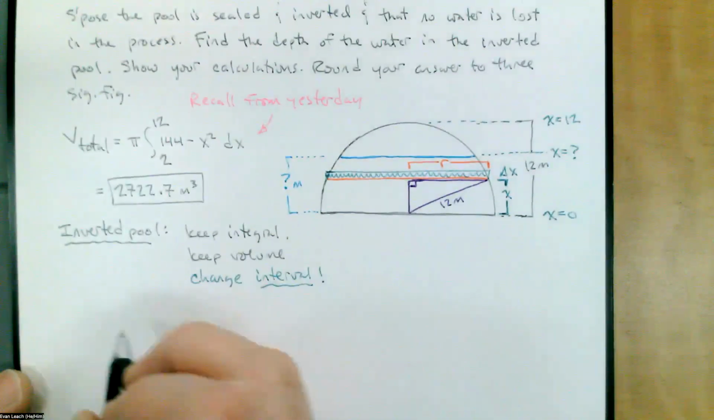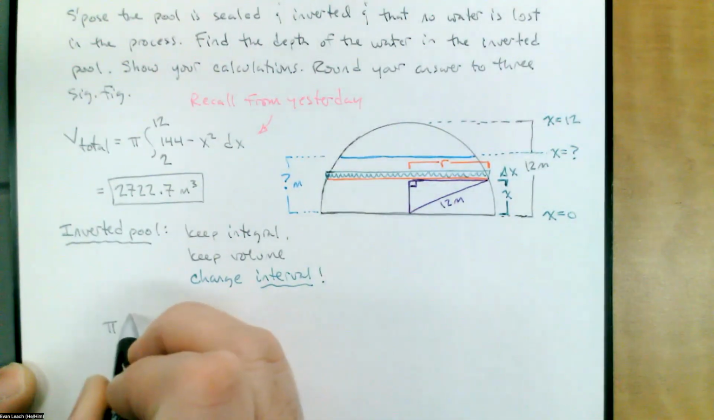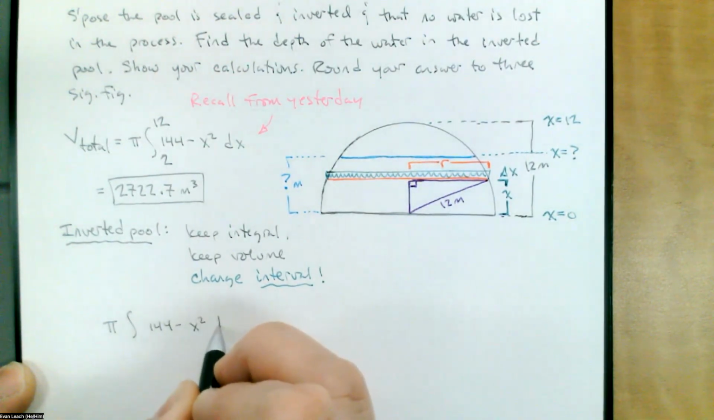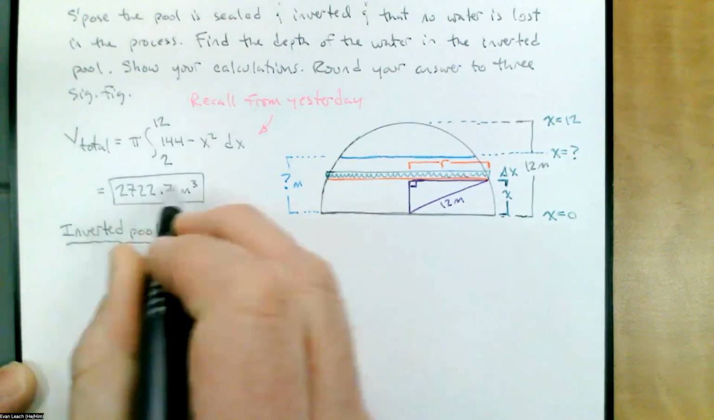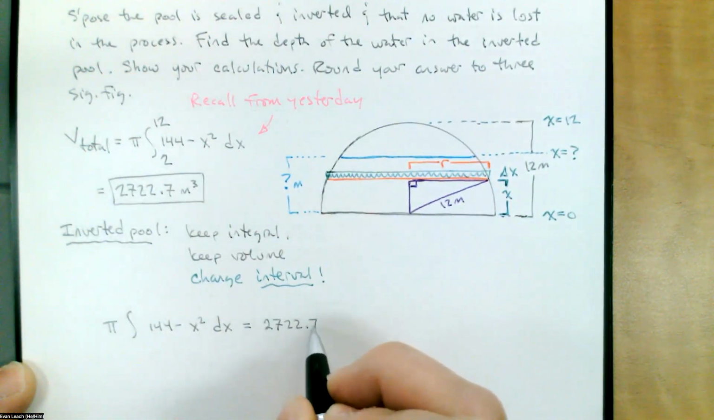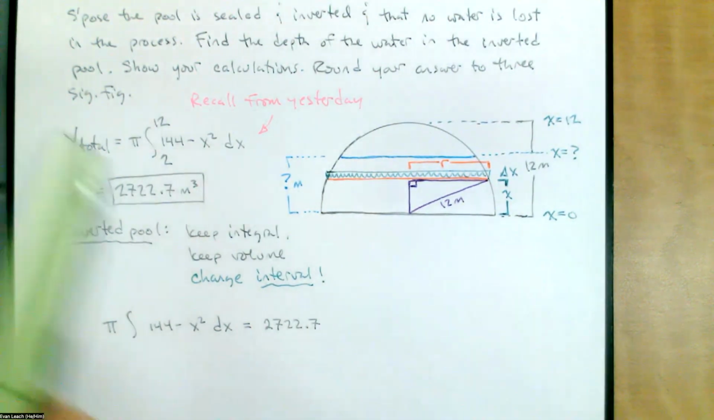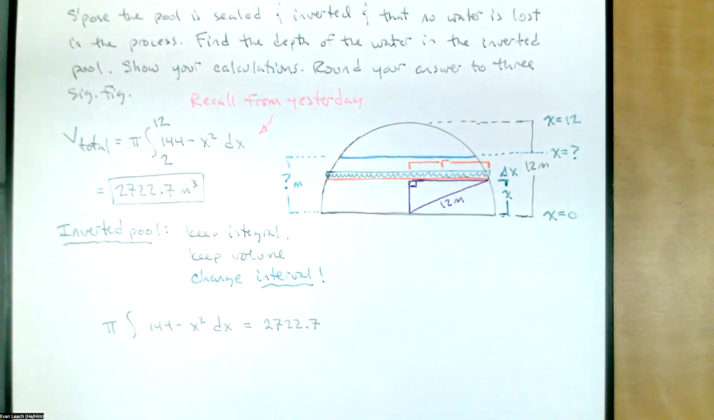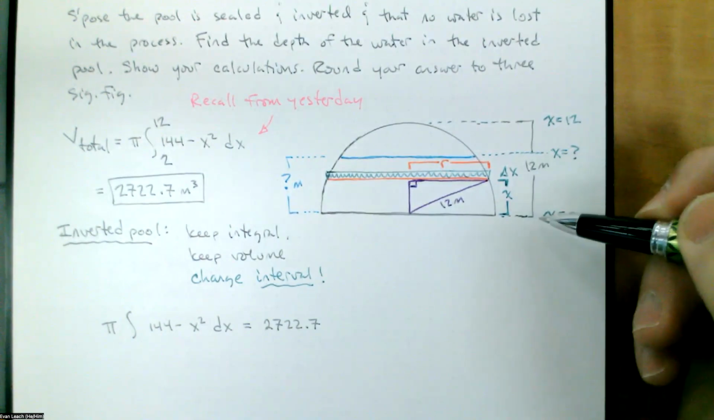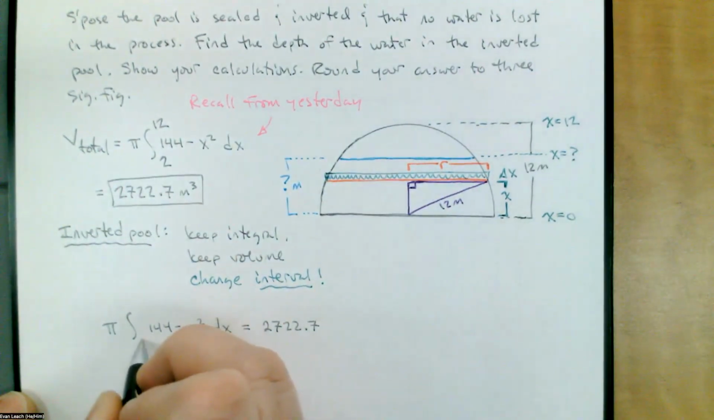So I want pi times the definite integral of 144 minus x squared dx to equal the same volume, 2722.7. But now instead of integrating from 2 to 12, when the depth was 10 meters, we don't know what our depth is, so we're integrating from 0 to question mark.